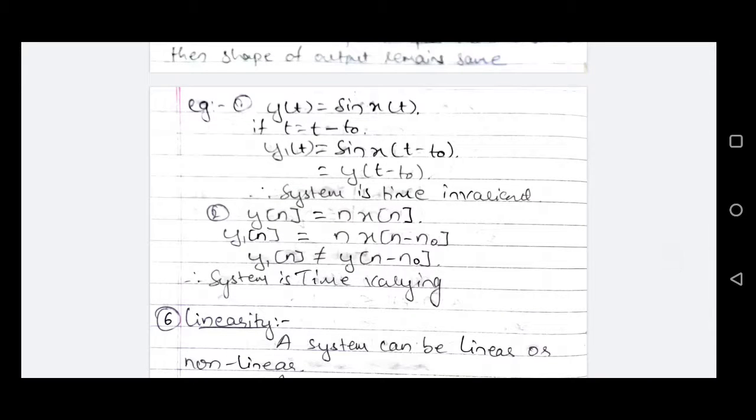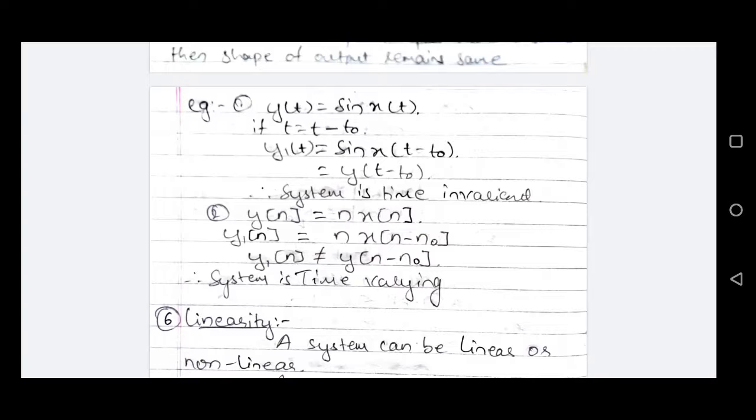Let us consider a discrete time example. y of n equals n times x of n. Now, if we introduce time delay for the input signal, then the output signal has to be y of n minus n naught, which is clearly not the case here, because the independent variable has been changed only in the input signal. If you write the expression for y of n minus n naught, it should be n minus n naught times x of n minus n naught. So the output is not equal to that. Therefore, this system is time varying.